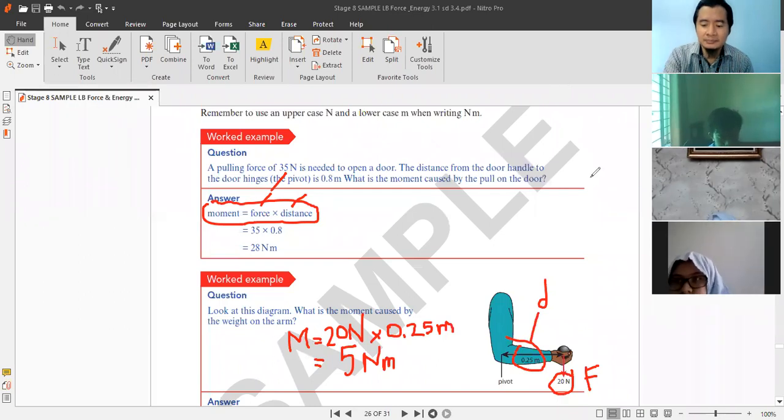Okay. I think the answer is 5 newton meters, because 20 multiplied by 0.25. I need to document this.